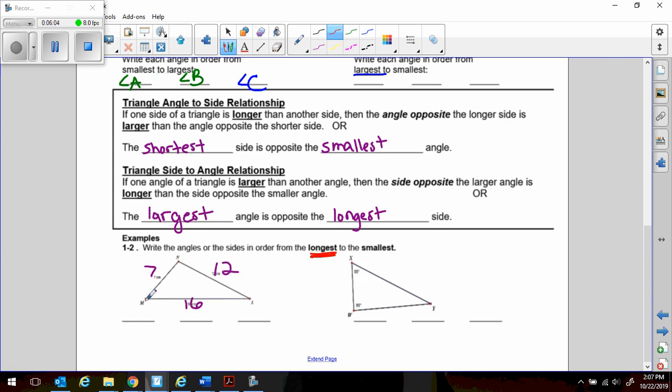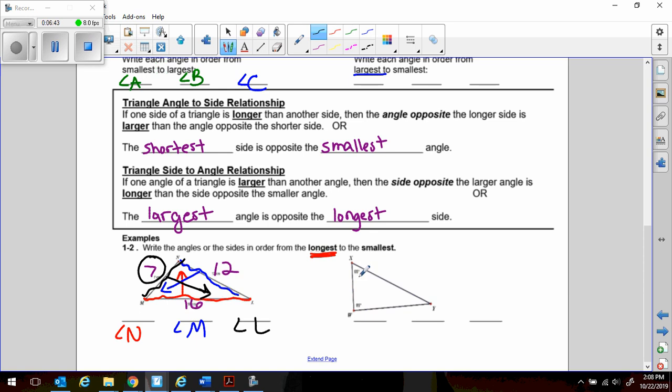Longest is going to be the biggest one. So if 16 is the biggest side, highlight it with your crayon or your color pencil. Then the opposite angle is the biggest, angle N. If 12 is your medium one, then the opposite angle is your medium angle, which is angle M. And if 7 is your baby side, the smallest side, then your opposite angle, I think that's an L, is going to be your smallest angle.